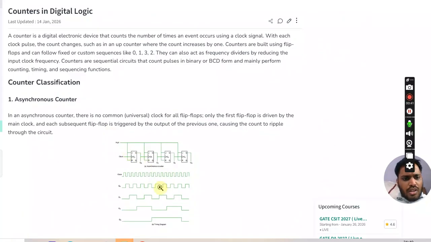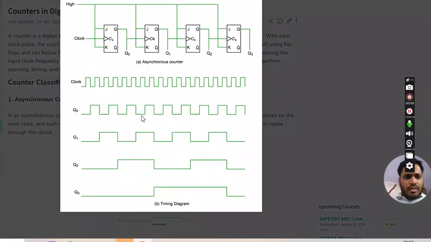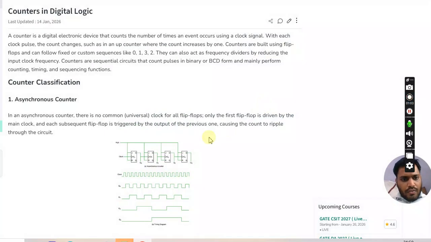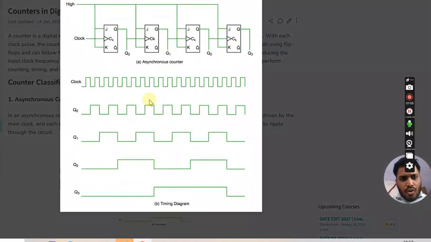In the asynchronous counter there is no common clock for all the flip-flops. Flip-flops are there but there is no common clock. Only the first flip-flop is driven by the main clock, and the other flip-flops are triggered by the output of the previous one. So as you can see, this is the asynchronous counter that we have. So what is this asynchronous counter?